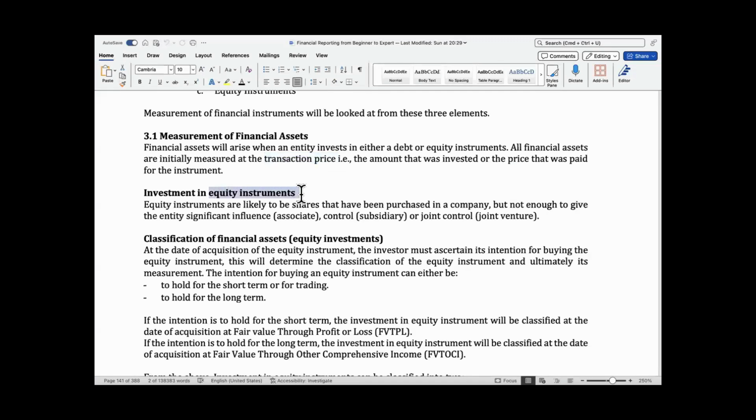So let's take it one by one. Let me start with equity instruments. When you invest in equity instruments and you put it in your books at the transaction price initially, before you recognize it in your books, we really need to understand why you have bought those shares, why you have invested in that equity. And the reason is that there are more than one reasons why people will buy shares.